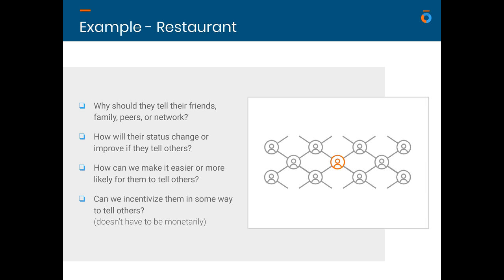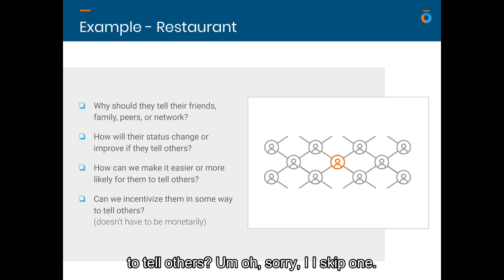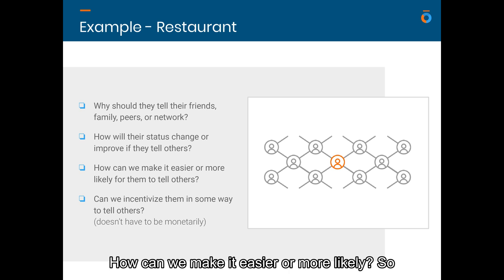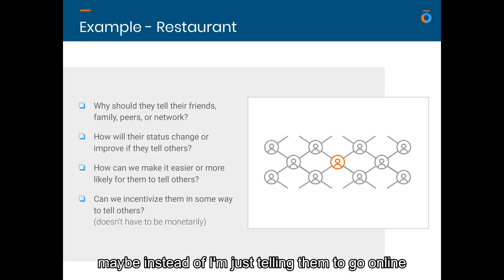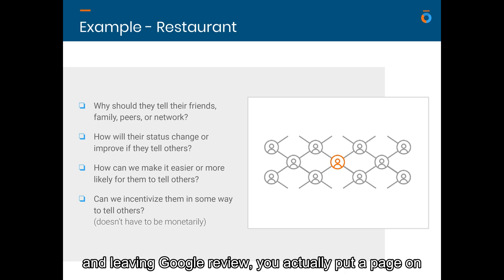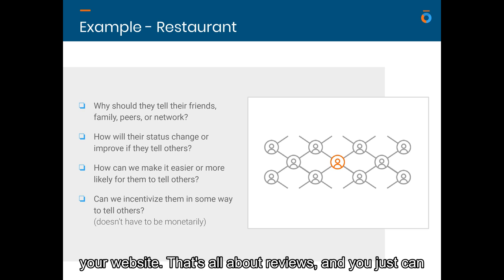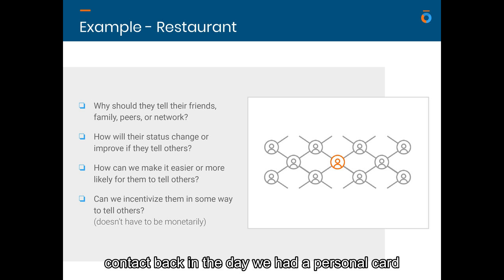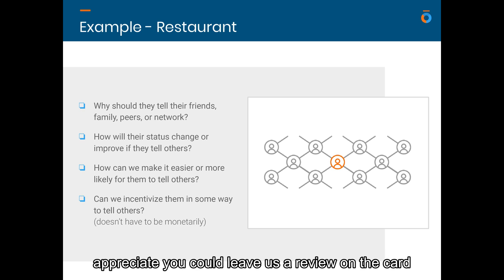And can we incentivize them in some way to tell others? Sorry, I skipped one. How can we make it easier or more likely? So maybe instead of just telling them to go online and leave you a Google review, you actually put a page on your website that's all about reviews, and you just hand them a card. This is something that we did at Kintech back in the day. We hand the person a card and say, hey, if you had a great experience, I'd really, really appreciate if you could leave us a review.